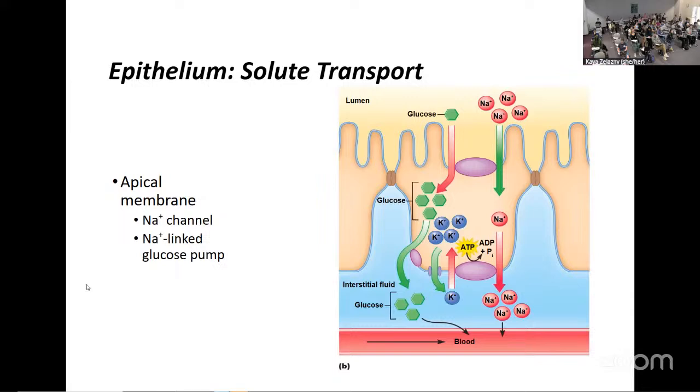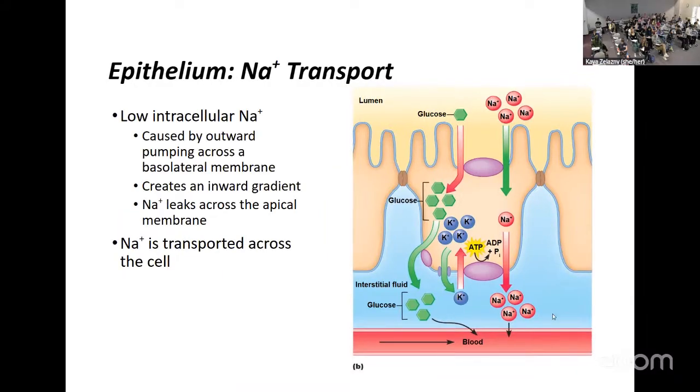In the real case, there would also be a sodium channel involved here a little bit, but not necessary for linking together these different processes. I think I see it. Okay, all right.